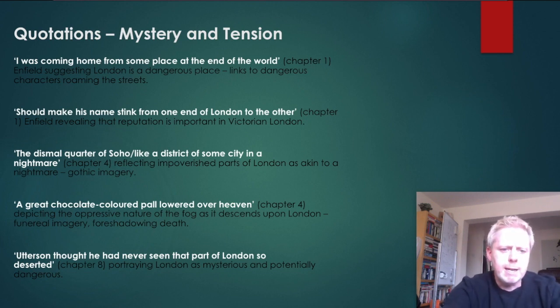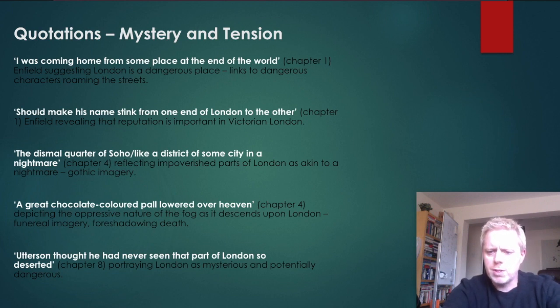Should make his name stink from one end of London to the other. This is Enfield revealing that reputation is important in Victorian London. This is his threat to Hyde, when Hyde had trampled calmly over the girl and expected to carry on and not suffer any consequence for that. So they forced him to pay a bit of compensation to the girl's family. And the threat they gave was, if you don't, we'll destroy your reputation.